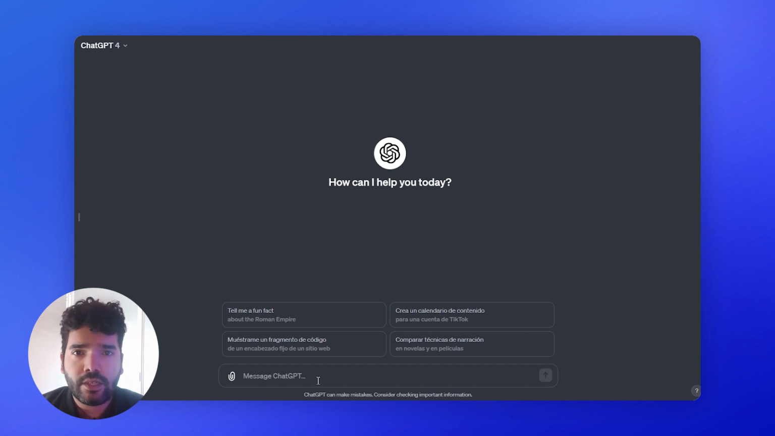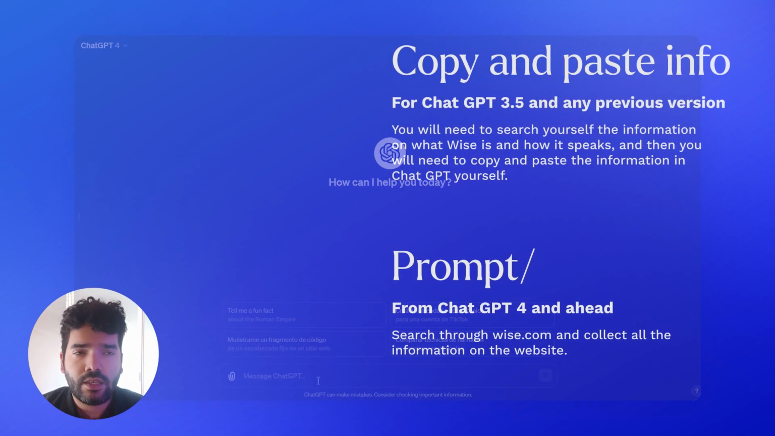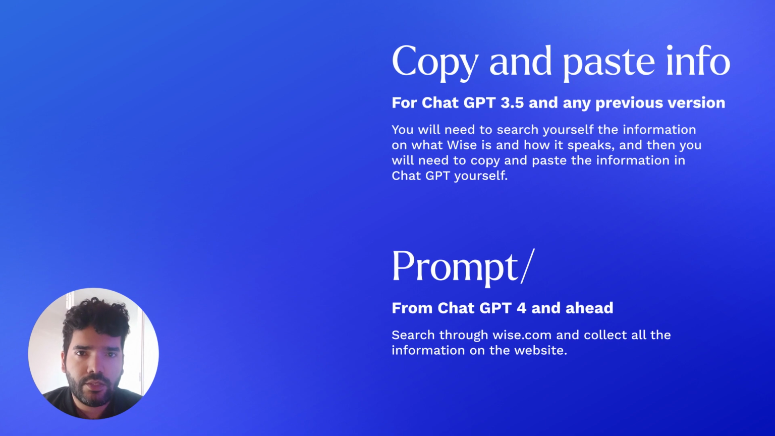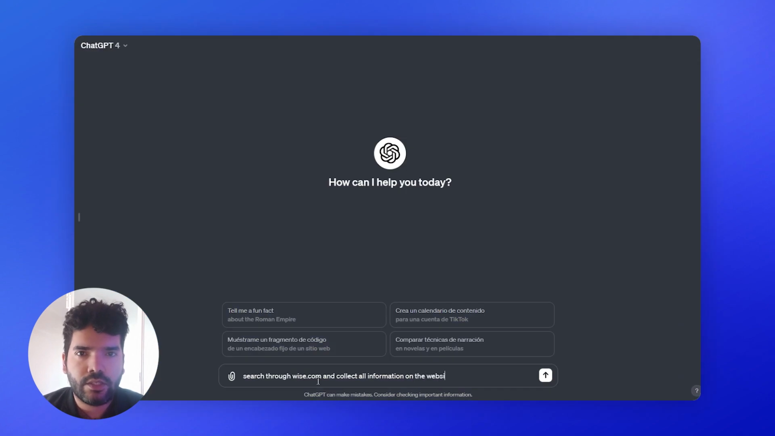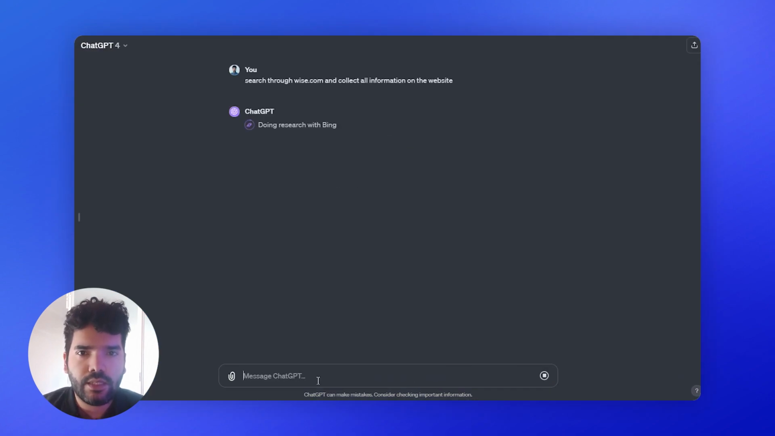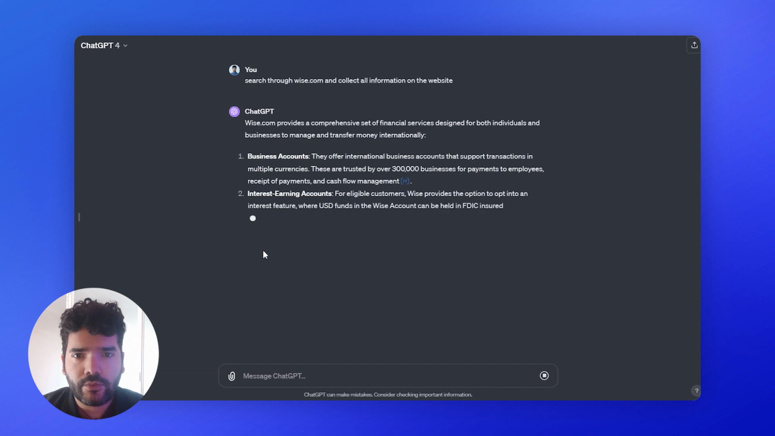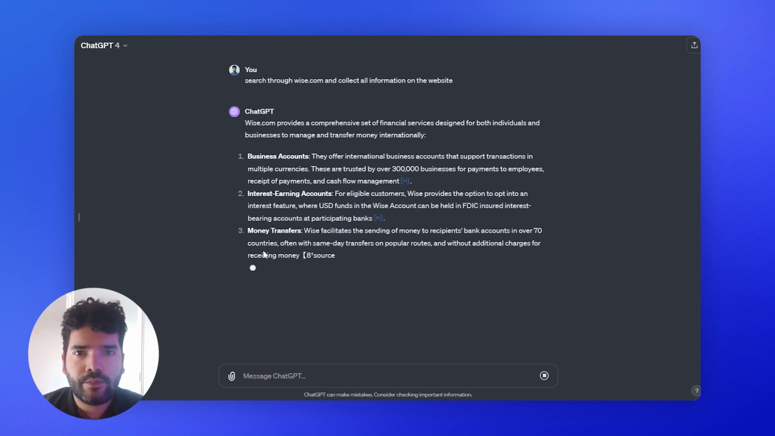And you can do it by searching through the web page and copy and pasting all the information into ChatGPT, or in this version 4 of ChatGPT, you can directly ask it to search through the wise.com website and collect all the information. And at the end, you will see that ChatGPT provides you with a summary of all the data of the company.